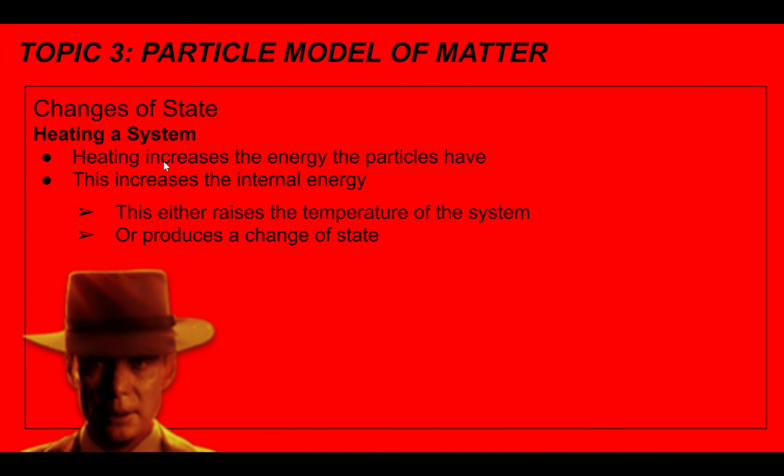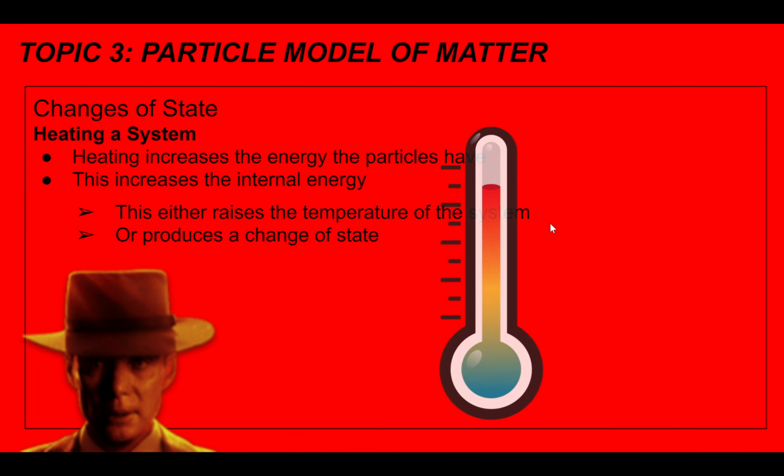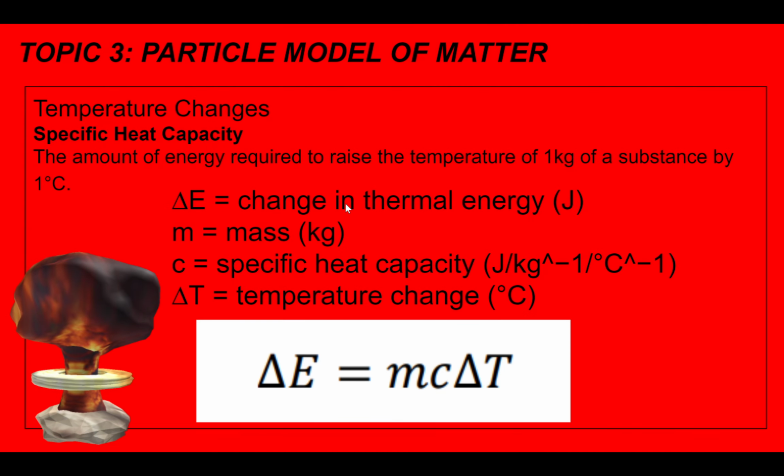So heating a system. Heating increases the energy the particles have. This increases the internal energy. This either raises the temperature of the system or produces a change of state. Specific heat capacity is the amount of energy required to raise the temperature of 1 kilogram of a substance by 1 degree Celsius, as said in topic 1.